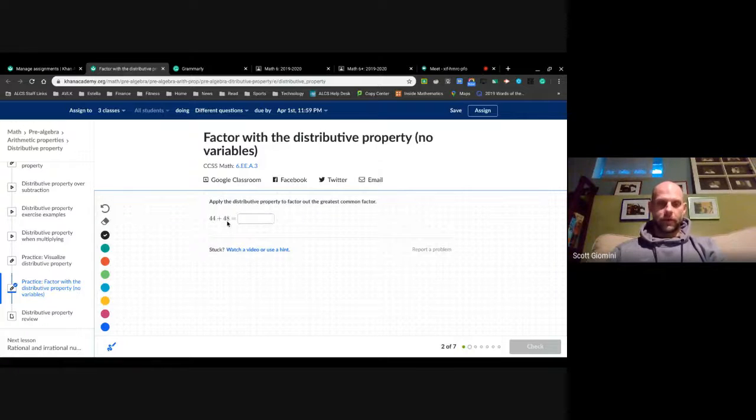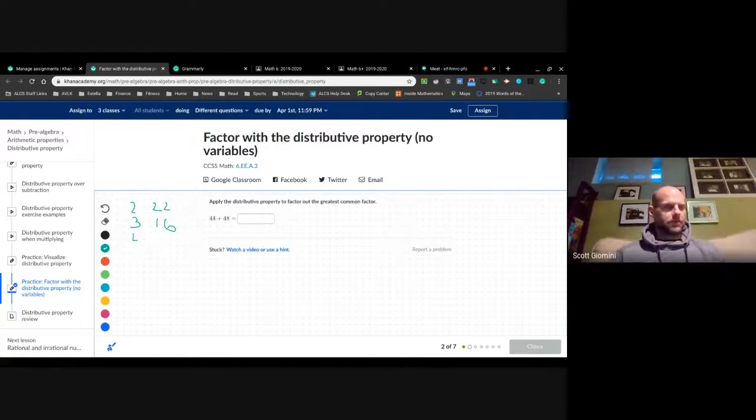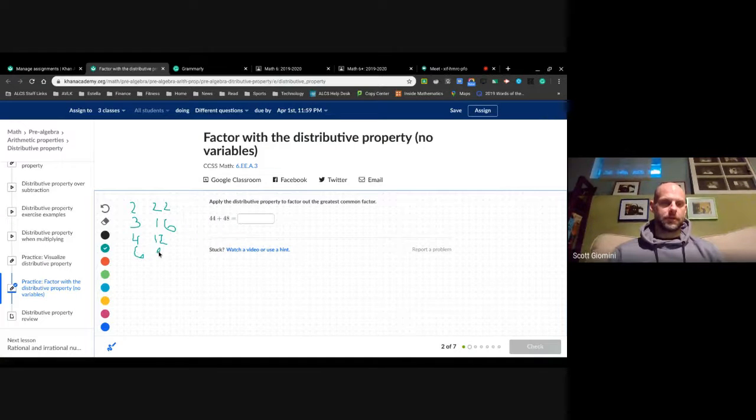44 and 48. I'm going to use the bigger number again, 48. The factors of 48 are 2 times 22, 3 times 16, 4 times 12, and 6 times 8. Oops, sorry about that. There's a problem with using the mouse pad. Let me try using my mouse instead. Oh, there we go. I'm a little better actually using my finger on the mouse pad. All right.